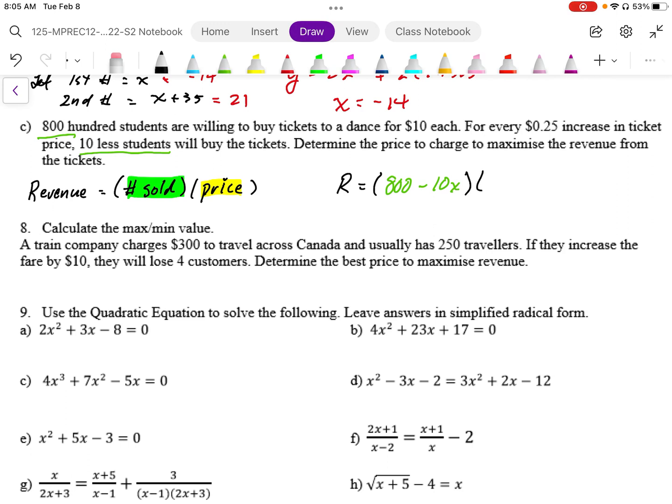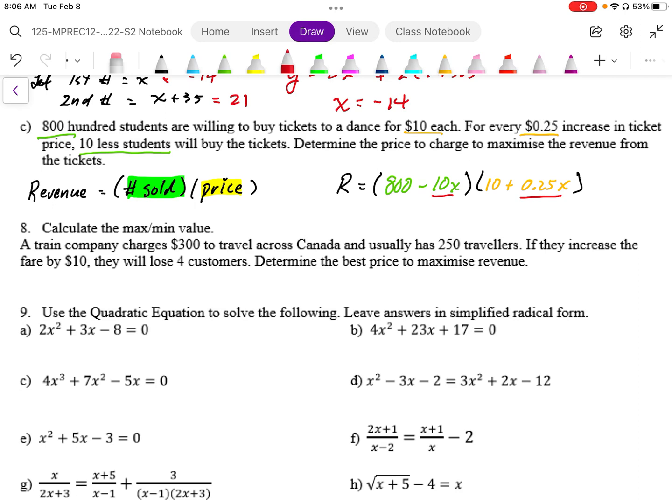And my price is going to start at $10. So that's my starting price. It's going to go up by 25-cent increases. So for every 25-cent increase, I'm going to go down by 10 people. There are lots of different ways to set this up. This is just one way, but we basically need to connect these as a ratio: 10 people for every 25 cents.